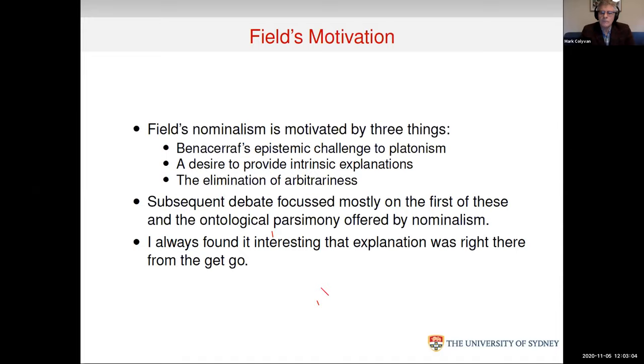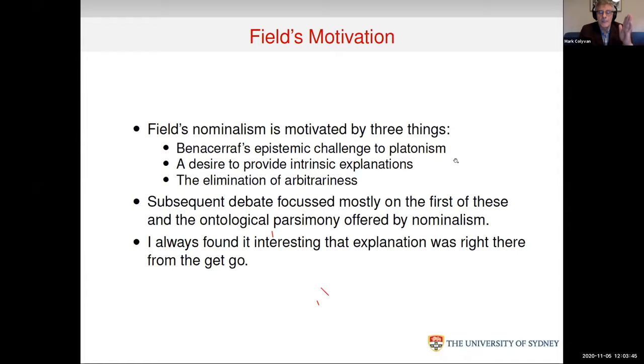There's the desire to provide intrinsic explanations, and I'll say a little bit more about that in due course. So the rough idea here is that if you've got this scientific theory that's, say, about electrons, and you've got all this mathematical apparatus in the theory as well, the theory at the end of the day is about electrons. So the explanation should be in terms of electrons, not in terms of mathematical entities or whatever's going on in set theory. But the idea is that these intrinsic explanations should be explanations about the things that the theory is about, intrinsic to the theory. And so that's a large motivation.